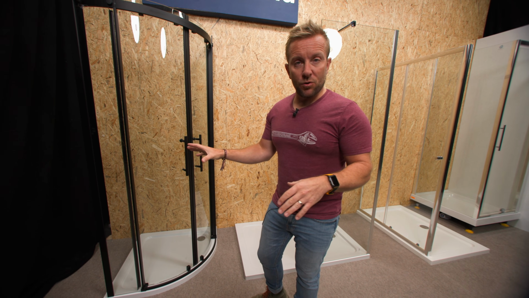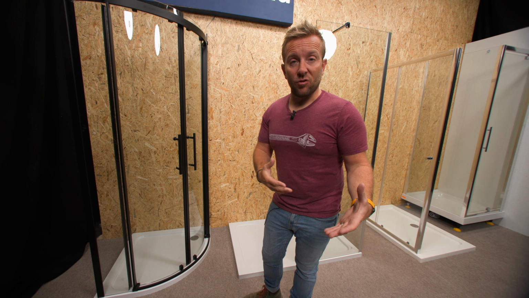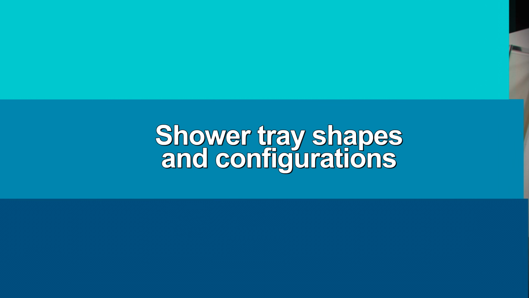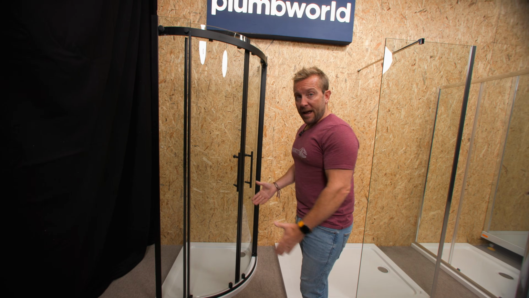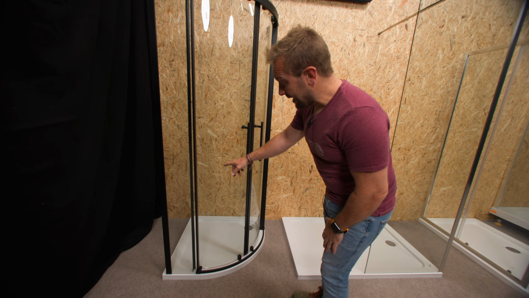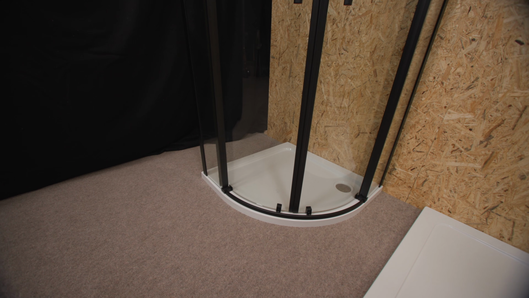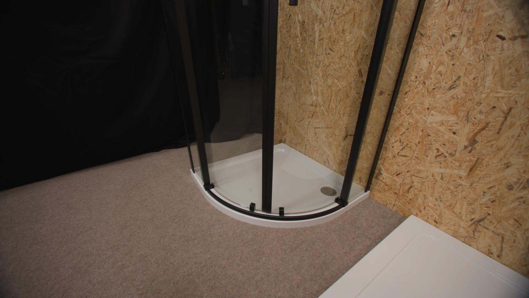The first thing I want to talk about are the different configurations and what they can do when it comes to the design of your bathroom, the design of your ensuite. The first thing that we've got here is a quadrant shower tray. Now, a quadrant shower tray goes into the corner. They always go into the corner, but we always have a swept elliptical piece here, this curved bit, and that's what makes it a quadrant.